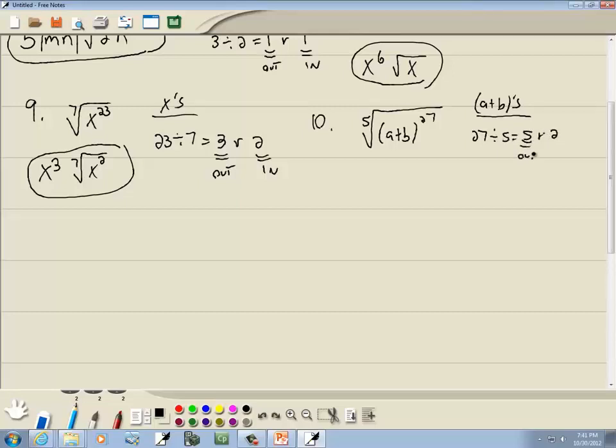So this is how many come out, and this is how many stay in. So we're going to have 5 a plus b's come out, and we'll have 2 a plus b stay in. Now our index is odd, so we don't need to worry about the absolute value bars. And that's our answer.